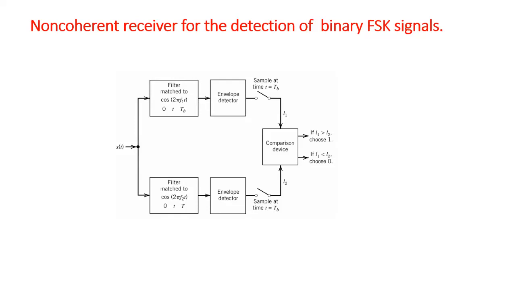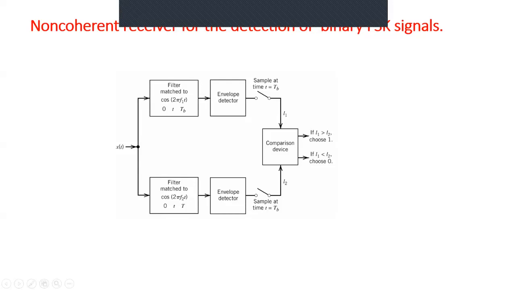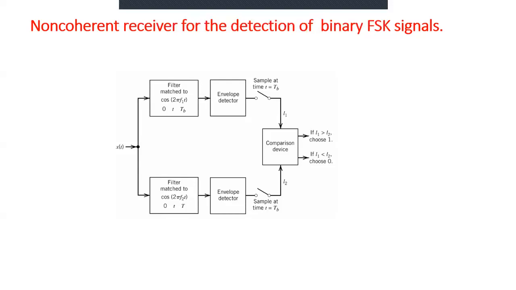The output of the envelope detector is sampled at t equal to Tb. Those sampled outputs are called L1 and L2: for the upper path I denote it as L1, and for the lower path I denote it as L2. That will be compared by using a comparison device. The decision will be taken in favor of symbol one when L1 is greater than L2, and in favor of symbol zero when L1 is less than L2. So this is how the non-coherent receiver works.